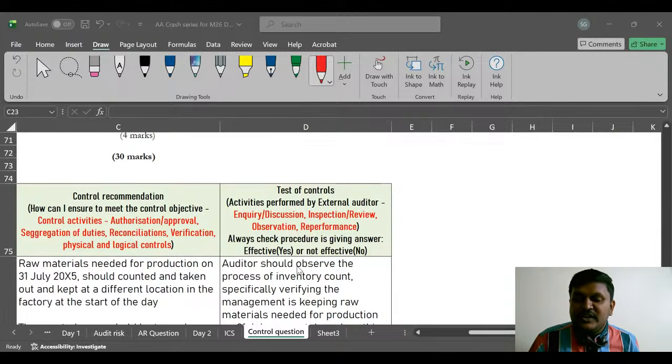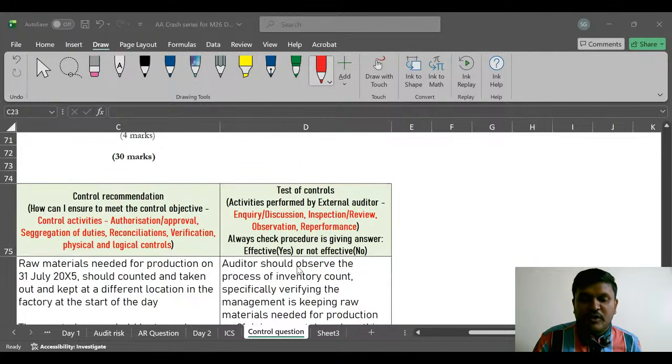And always ensure towards the end of that particular thing, your answer is a test of control, especially since a test of control gives you an answer of yes or no. If it is not giving yes or no, then it is not a test of control. What you have written would be a test of details. Always after writing a test of control, guys, please recheck that.